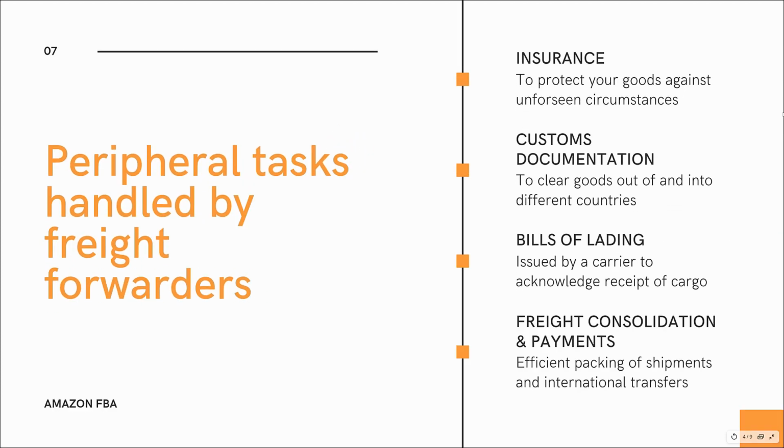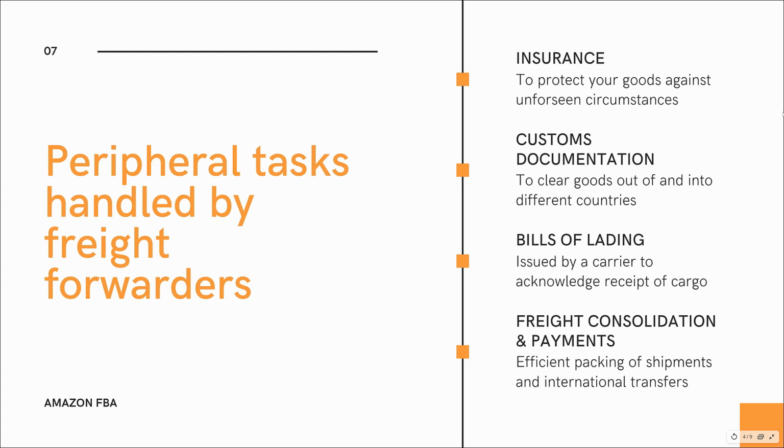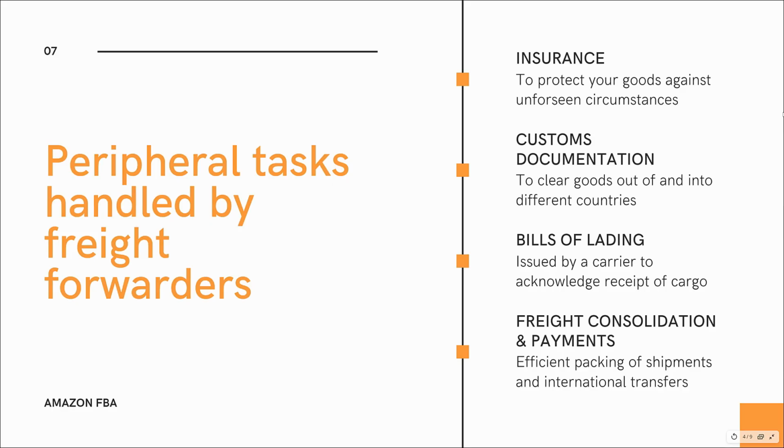So the freight forwarder seems to handle a lot, but what exactly do they handle? Well, the freight forwarder has a lot of peripheral tasks, things you and I as the seller would never think about. These are things like insuring the goods to protect against unforeseen circumstances, customs documentation for the leaving of one country and the entering of another country, bills of lading. This is something issued by the cargo carrier for the receipt of the goods. They're acknowledging we have your goods on board. And then freight consolidation as well as payments.